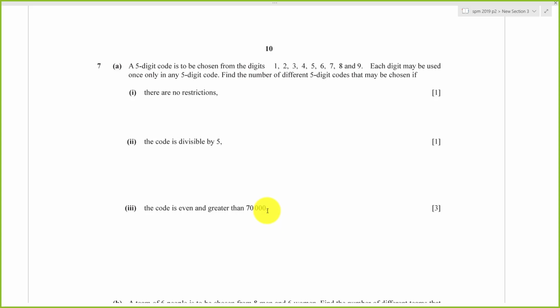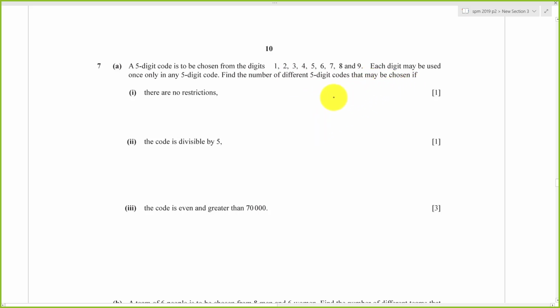Okay. Question number 7 here. So a 5-digit code is to be chosen from digits 1, 2, 3, 4, 5, 6, 7, 8, 9. So each digit may be used once only in any 5-digit code. So find the number of different 5-digit codes that may be chosen if there's no restriction.